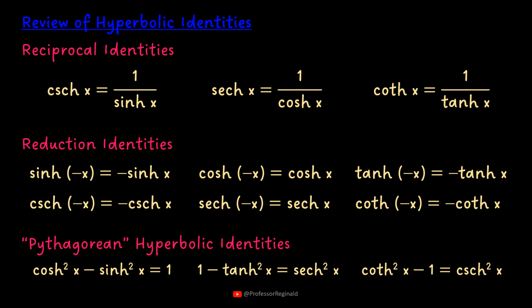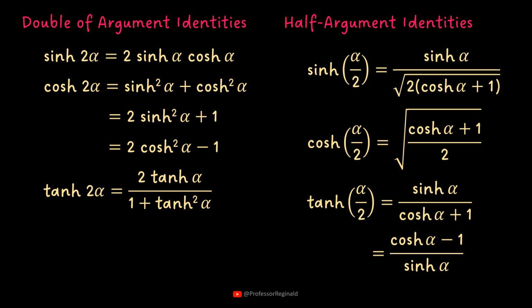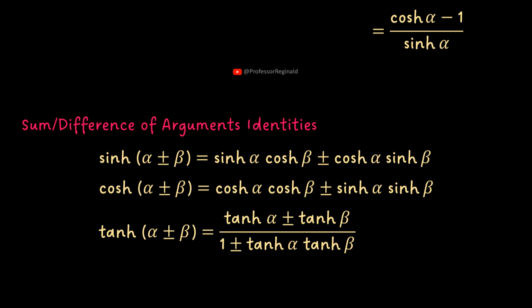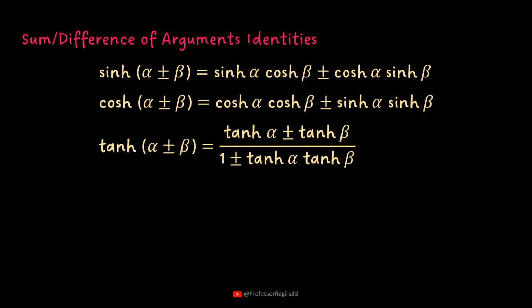Review of hyperbolic identities. These identities may be helpful in rewriting the function to be differentiated and in simplifying the resulting derivative. Reciprocal identities. Reduction identities. Pythagorean hyperbolic identities. Double of argument identities. Half argument identities. Sum or difference of arguments identities.